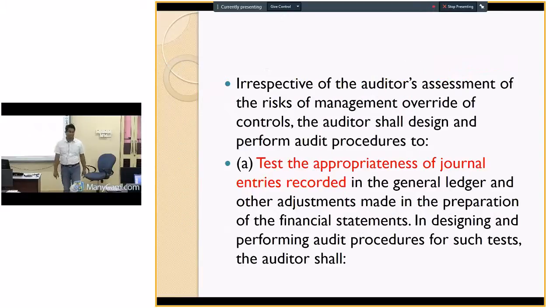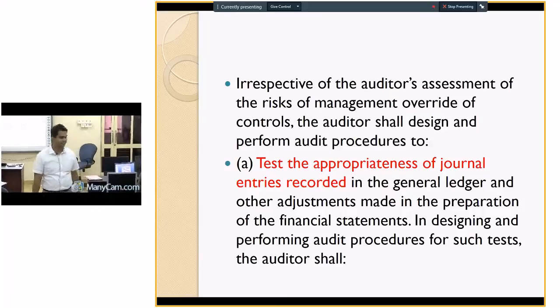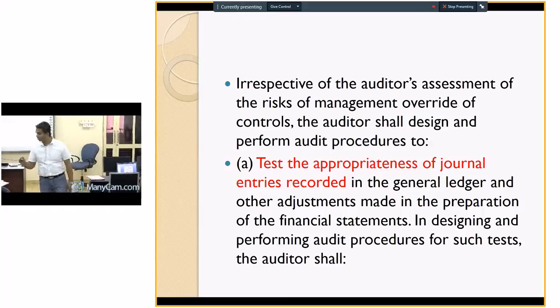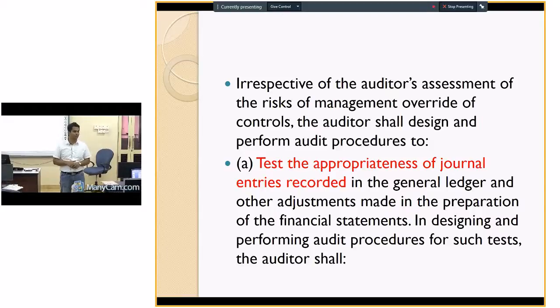So, check the journal entries. Frauds are done most of the time through journal entries. Right? They will pass the entry. That's why, if you want to put an entry, you should get approval. In some companies, if you want to pass a journal entry, you need approval from the top level. But I have experience nowadays, even working on some audits, where accountants pass the journal entries as and when they want to.